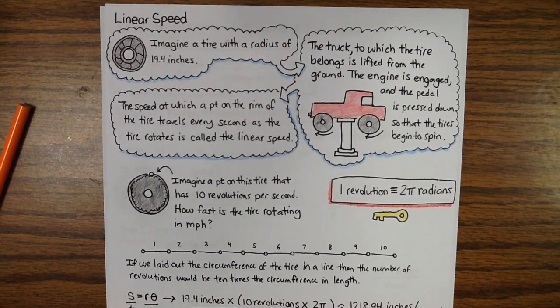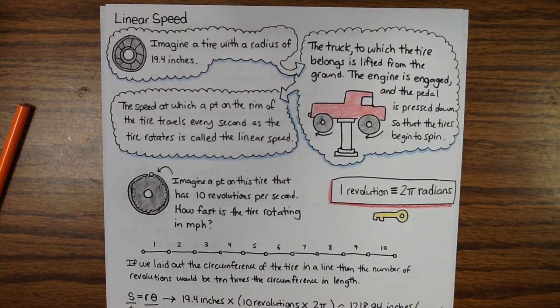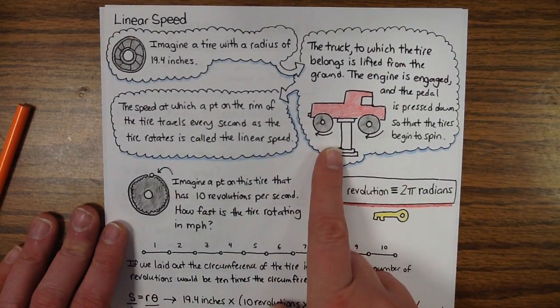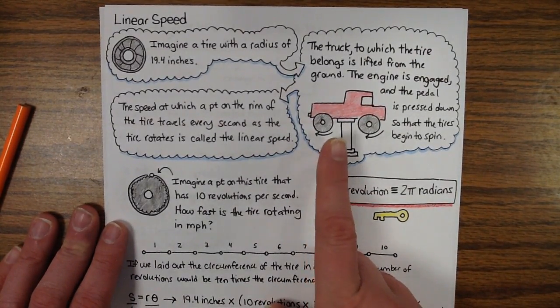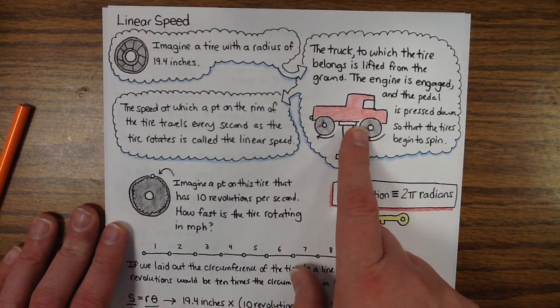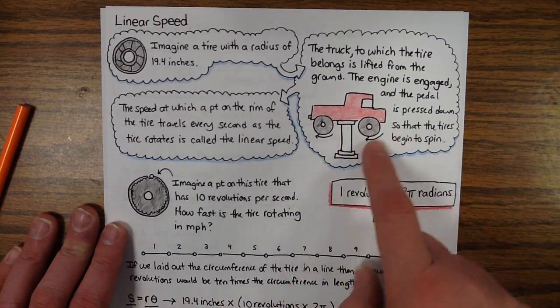Okay, in this lesson, let's talk about linear speed. So here's what we're going to do. We're going to imagine that we have a tire with a radius of 9.4 inches. Then we're going to take the truck to which the tire belongs, and it's lifted up from the ground. The engine's turned on and the pedal is pressed down so that the tire begins to spin.